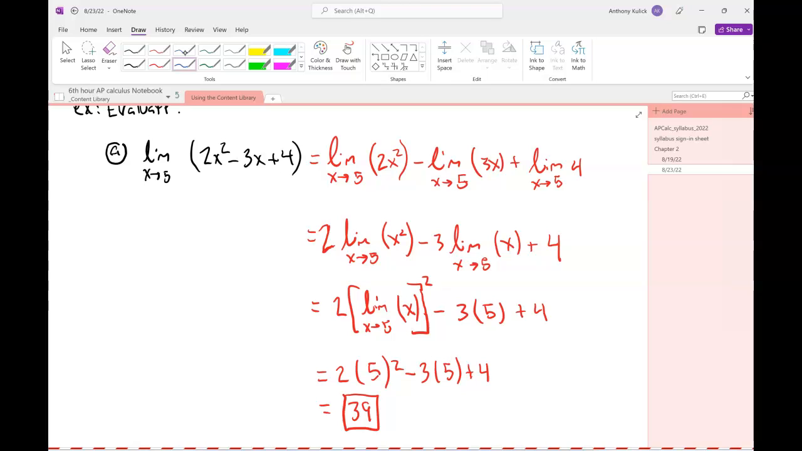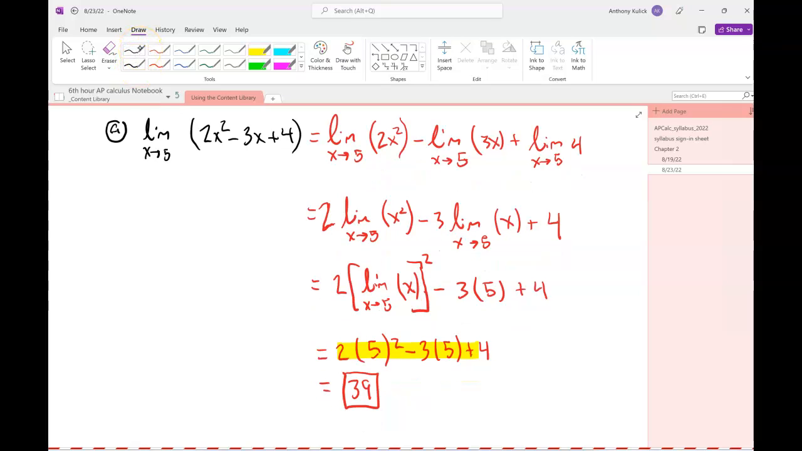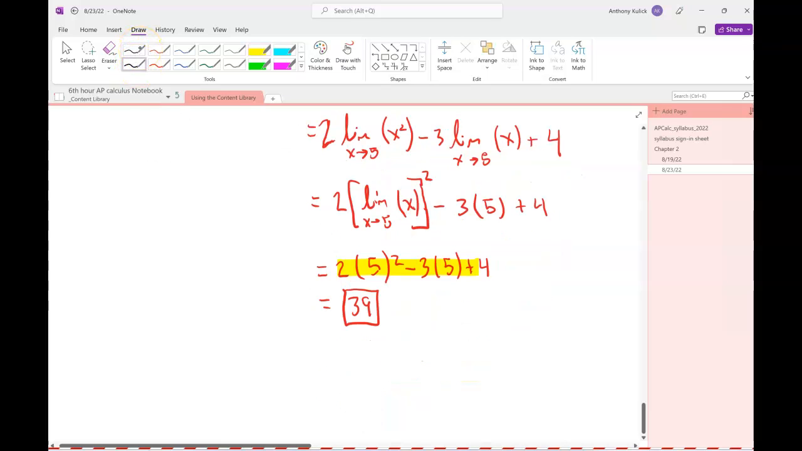Does everybody feel okay with what I did there? Do me a favor though. Look at this line. What is that? I just plugged 5 into the function, right? That's a property, which is like the super property. This one is extraordinarily useful. This is the direct substitution property.